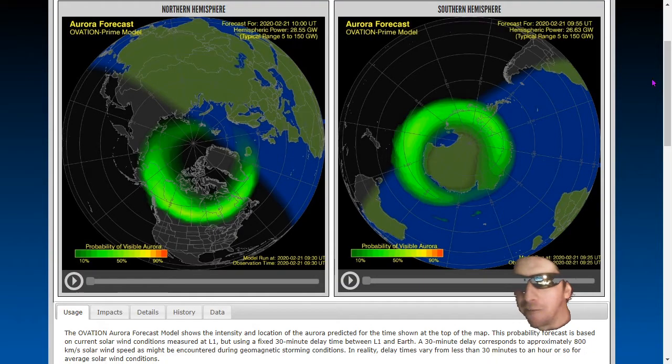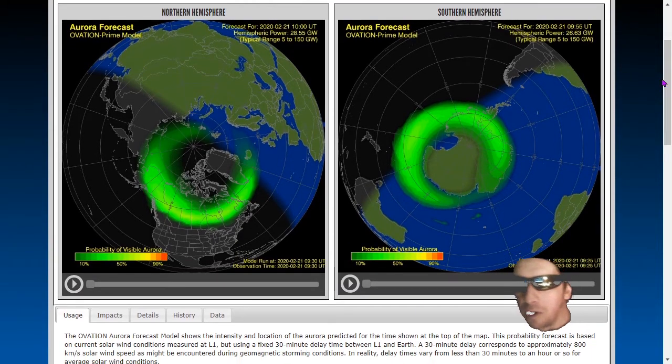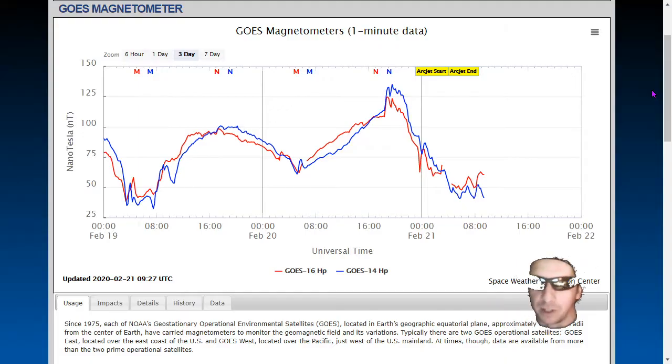Here's the current aurora forecast. And if the solar wind keeps rising, we expect to see more auroras kicking off.